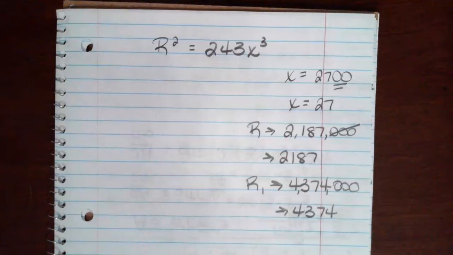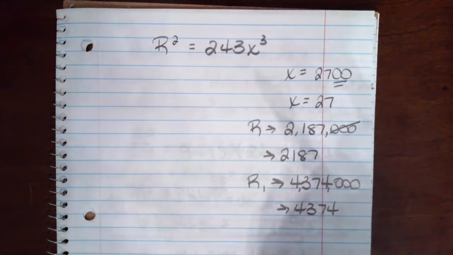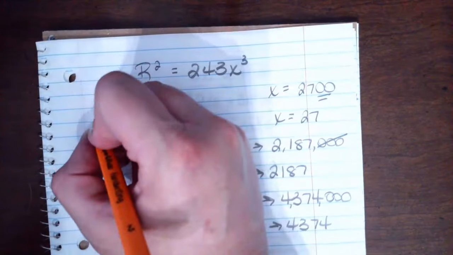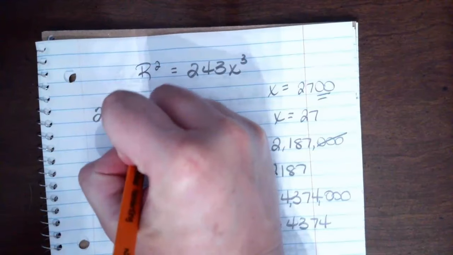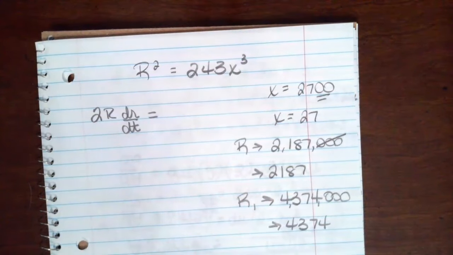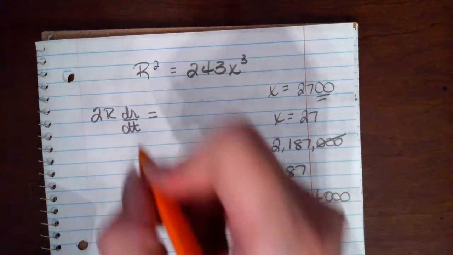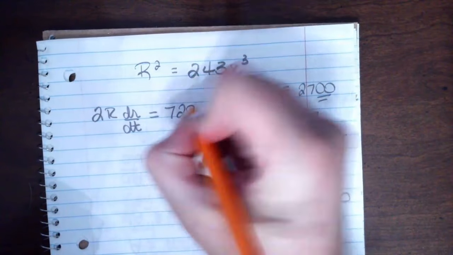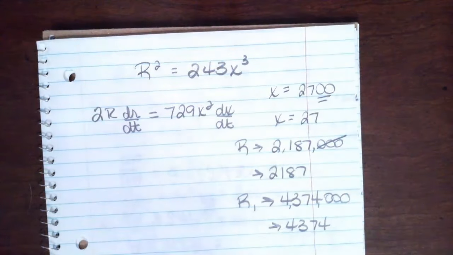Okay? So the question is, well, let's not worry about the question yet. Let's take a derivative and see where we're at. So what is the derivative of r squared? The derivative of r squared is 2r dr/dt equals, what is 3 times 243? I don't know. 3 times 243 is 729 x squared dx/dt.